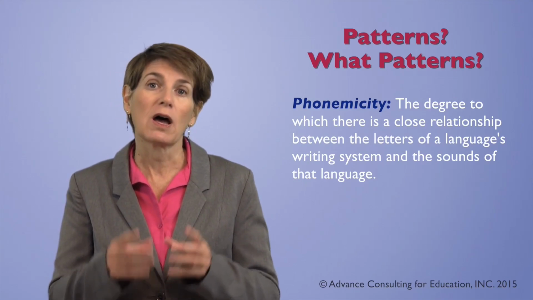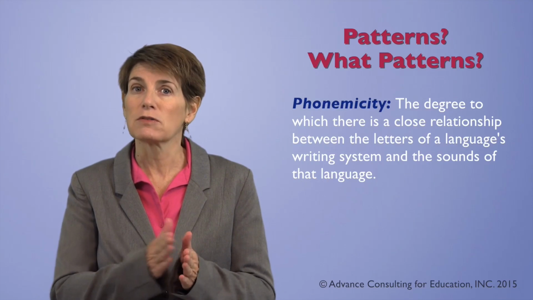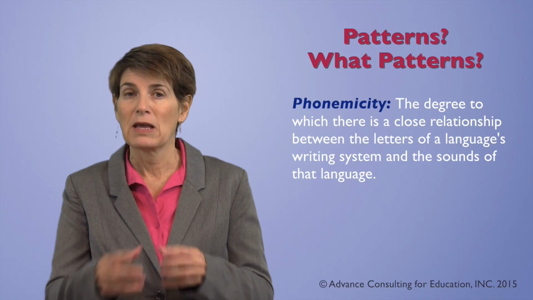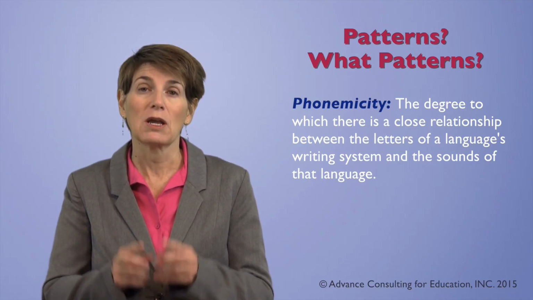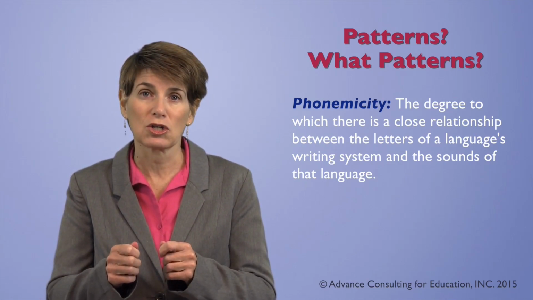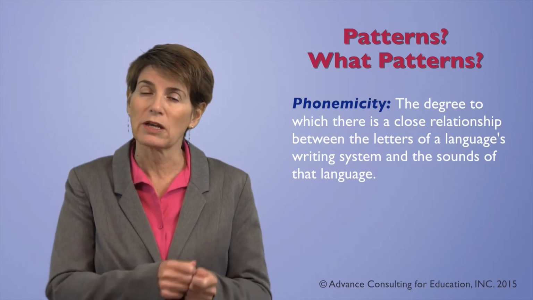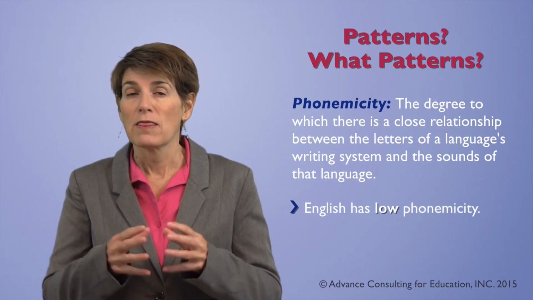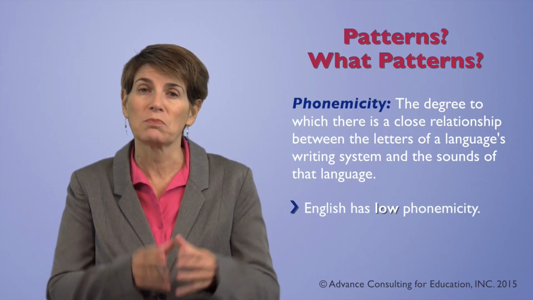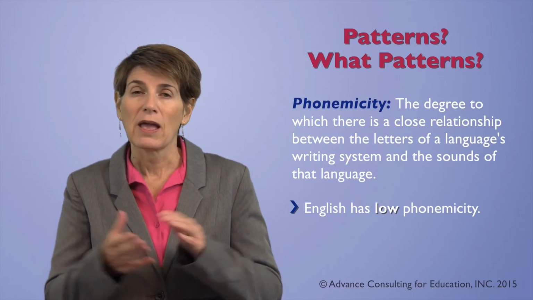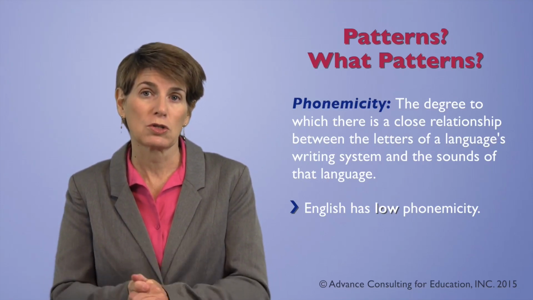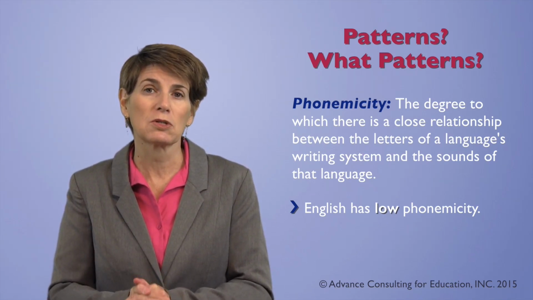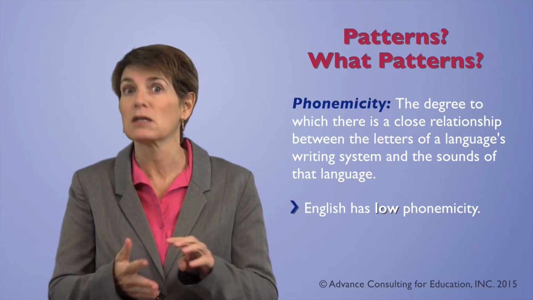So if a language has high phonemicity, then there is a very close or direct relationship between its sounds and its letters. If it has low phonemicity, then there is not such a direct relationship, or there are multiple relationships between letters and sounds. So you guessed it, English has low phonemicity. That means there's not a clear relationship between letters and sounds. And this is where the challenge comes for students of English. This low phonemicity of English presents a huge challenge when it comes to reading English, writing English, and spelling words.